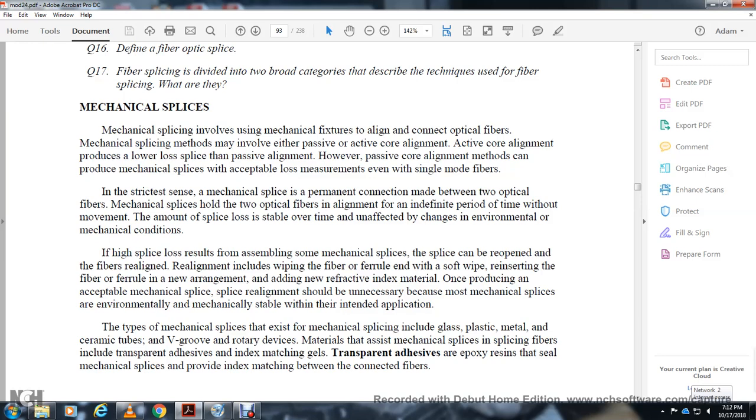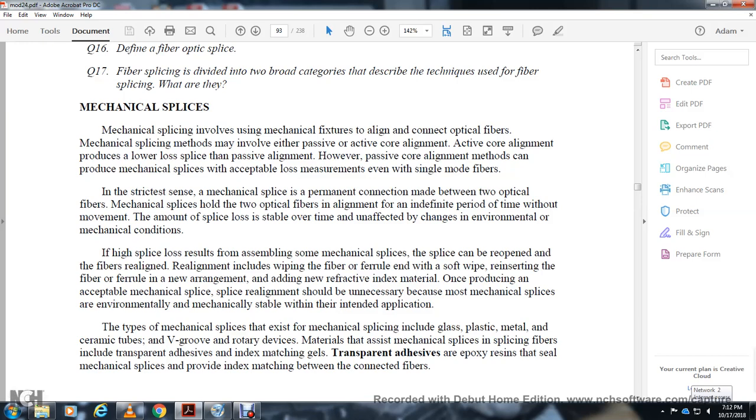The intrinsic sense of the mechanical splice is a permanent connection between two optical fibers. The mechanical splice holds the two aligned optical fibers indefinitely without moving. The splice remains stable over time, unaffected by changes in environmental and mechanical conditions. If the splice loss is high as a result of the assembly, some mechanical splices can be reopened to realign the fiber, wipe the fiber clean, and repair it with a new arrangement and new refractive index material. Producing an acceptable mechanical splice may require realignment. Most mechanical splices are environmentally and mechanically stable at the time of application.